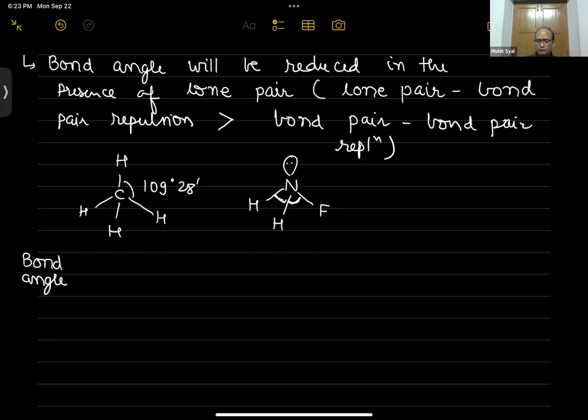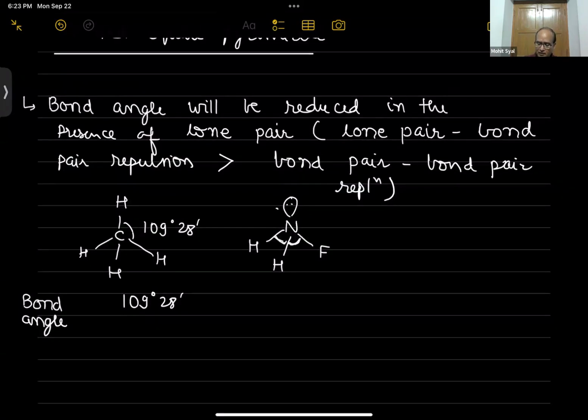The repulsive force makes it smaller. Because the repulsion caused by the lone pair suppresses the bond angle and the bond angle is reduced. Lone pair-bond pair repulsion is more than the bond pair repulsions. Is it clear or not? So it changes to 107.2 degrees. Got it? 107 degrees you can write.